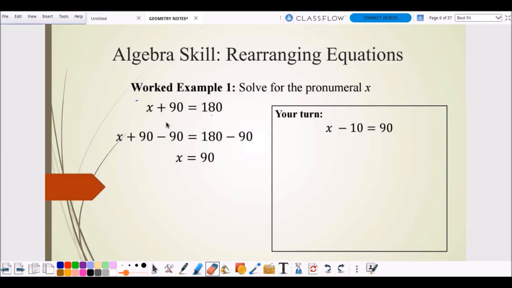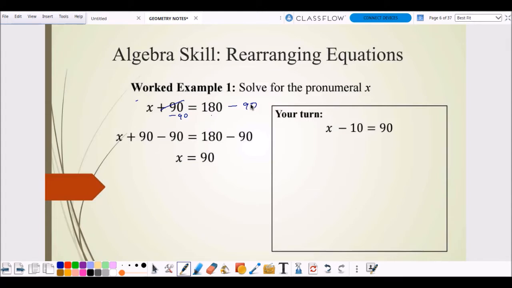Getting rid of that plus 90, if you look at the example, what they've done is get rid of the plus 90. They've made it into a minus 90, and they've put that over here. So when you move that plus 90 and bring it to the other side, it becomes a minus 90. Okay, so that's how I think of doing these equations.